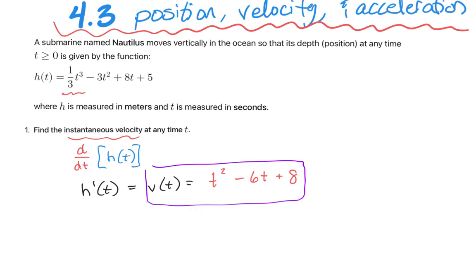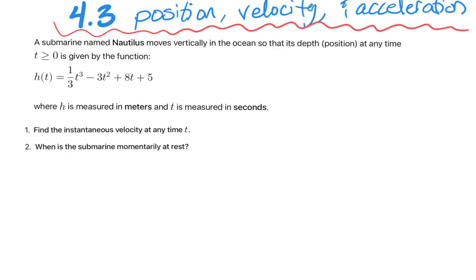Moving on to the next one. When is the submarine momentarily at rest? At rest means it's not moving. Remember, if we're talking about moving, we're talking about the velocity. So I need to know when the velocity is equal to 0. It's always good to underline and text mark and say, okay, I want to know when v of t is equal to 0.